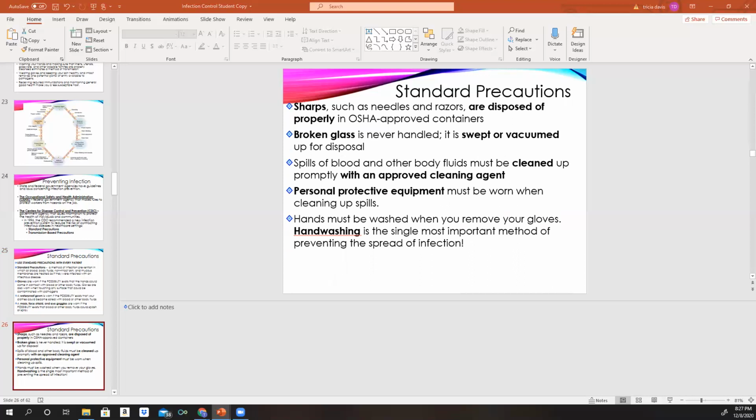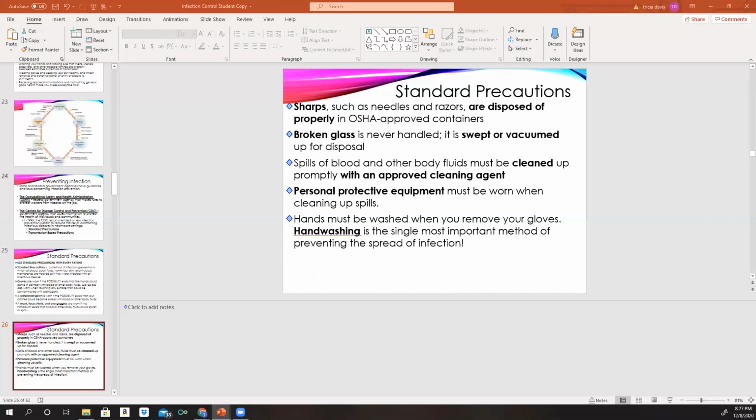All right. So other ways that we can implement standard precautions to prevent infection is we want to be careful and mindful when we're using sharps, such as needles and razors. We want to make sure that we are disposing of them properly in OSHA-approved containers. We want to make sure that when we're using them and administering injections, that we're being safe and wearing gloves and administering them correctly and in the proper way.